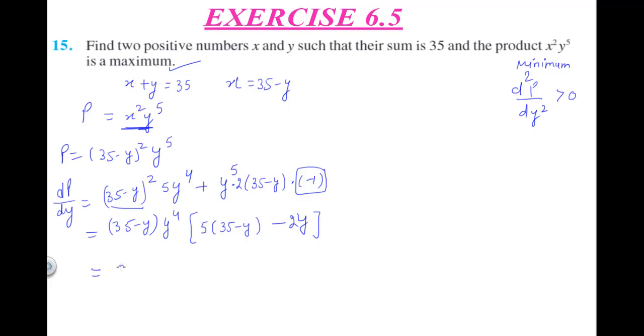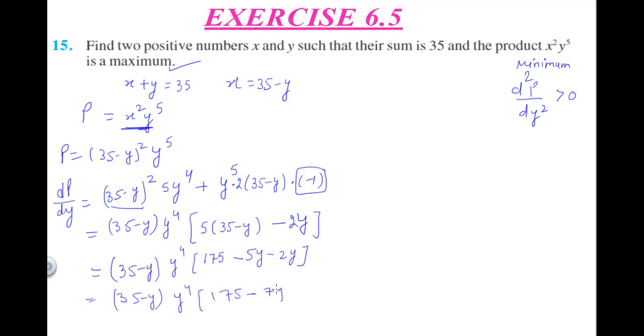Now solving it, (35 minus y), y to the power 4, now we will multiply: 5 5s are 25, 5 3s are 15, 15 and 2 is 17, then minus 5y minus 2y. Then we have (35 minus y), y to the power 4, then (175 minus 7y).